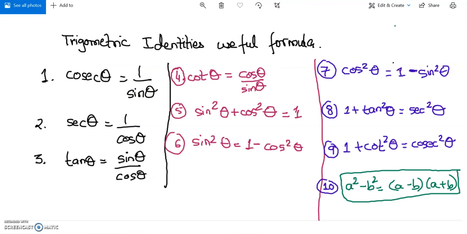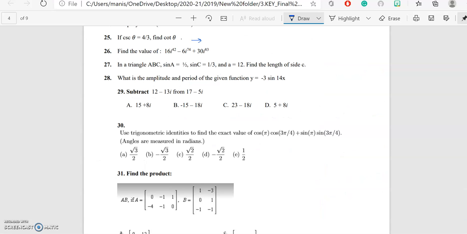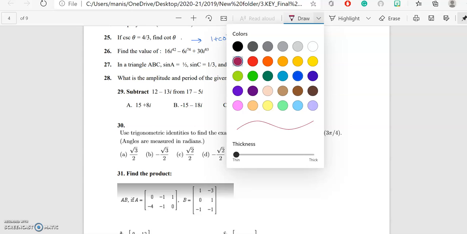So what is the formula? 1 plus cotangent square theta is equal to cosecant square theta. So I'll write it over here. 1 plus cotangent square theta is equal to cosecant square theta. Okay, so after this you will just plug in the values over here. I will just do a little bit of this, the rest you have to do using your notes, just to make it easy on you.